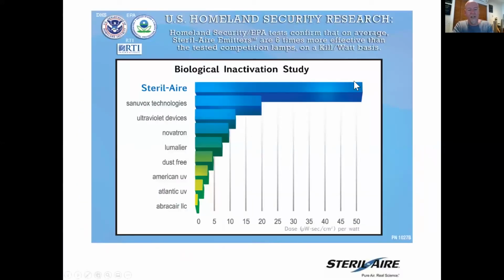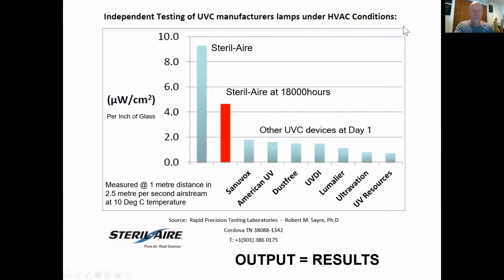This is the largest study ever done on UVC products, and it was done by US Homeland Security and the EPA in a testing laboratory where they released viruses and bacteria into ductwork to see how efficient the UV products were at removing these pathogens. And Steril Aire came out to be about 6 times more effective than all the competition. That study is on their website and it's available. The full documentation we can provide to you, but it's been the biggest and most expensive test ever done on UVC.